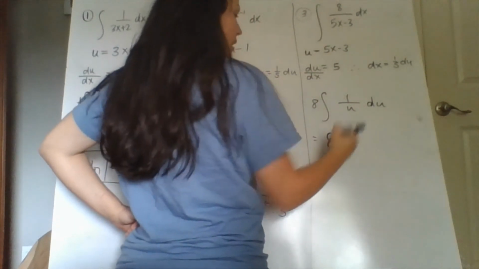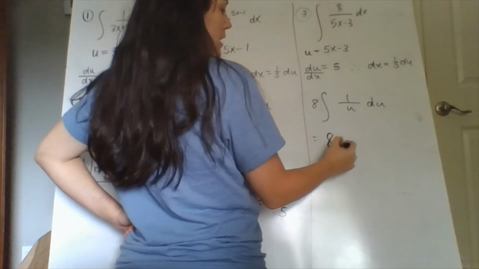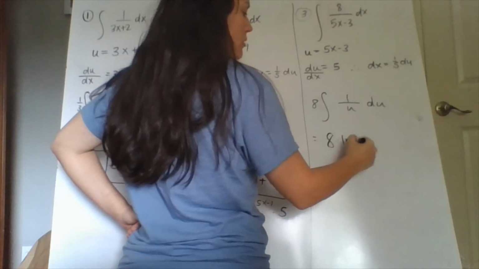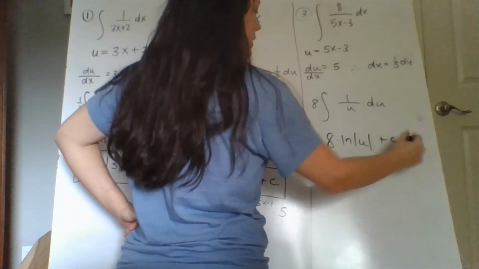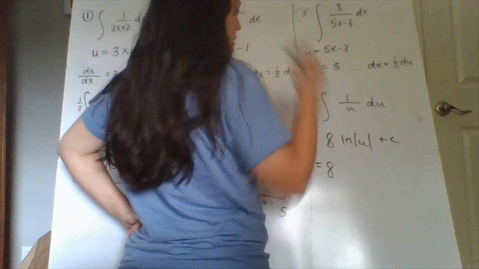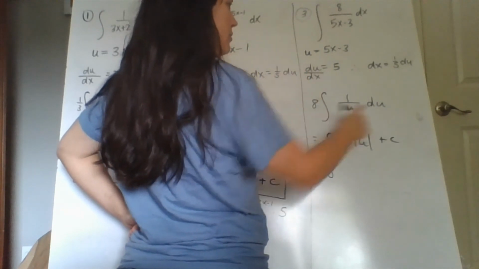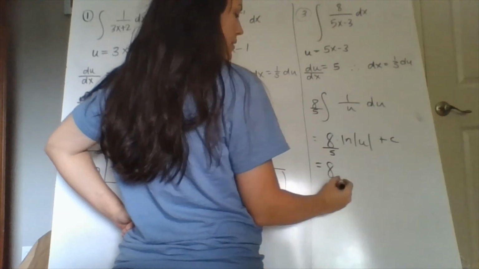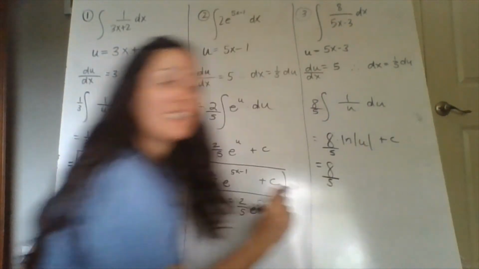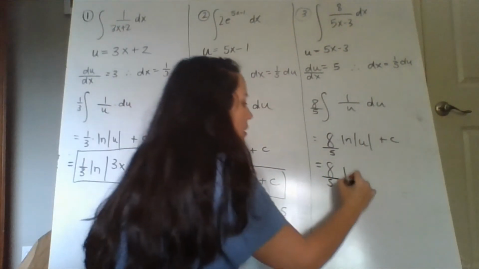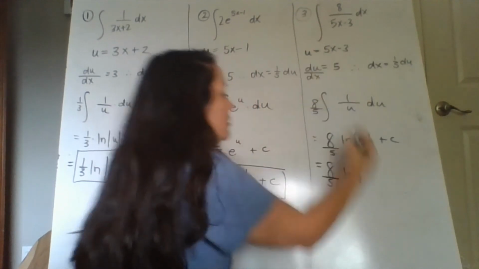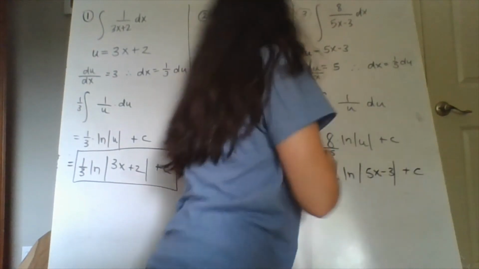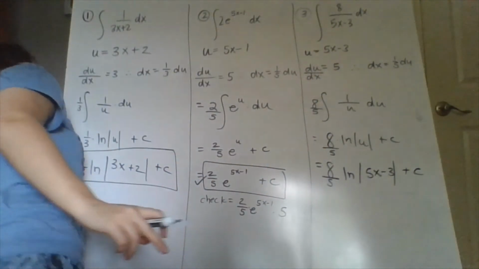And now I can anti-derive 8 times, what is the antiderivative of 1 over u? The natural log of the absolute value of u plus c. So we have, oh, I totally forgot my 1/5. My bad. Thank you guys for always putting up with my mistakes. I know they happen a lot. And then u is 5x minus 3, plus c. And that's our answer. We could check it if we want to.